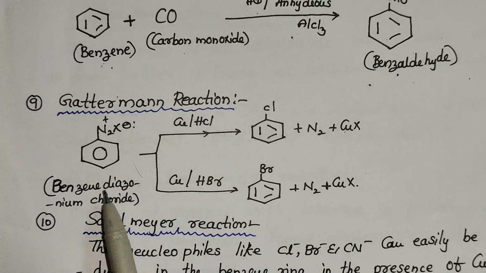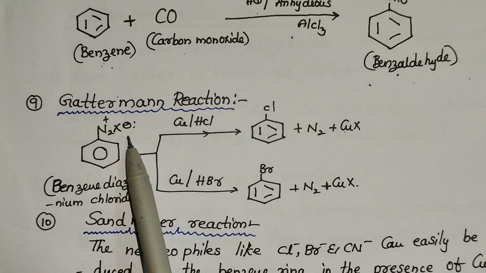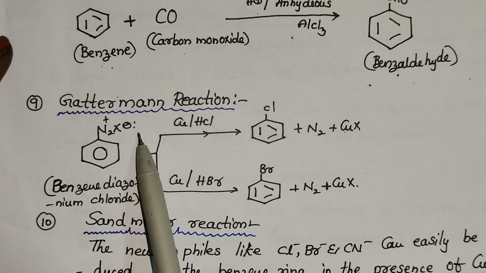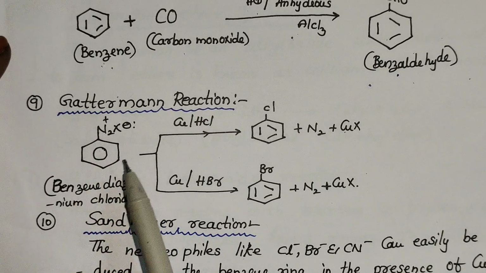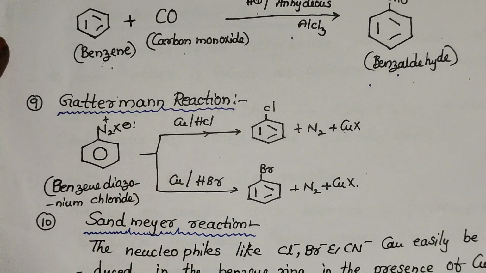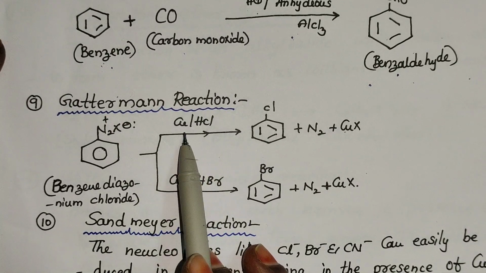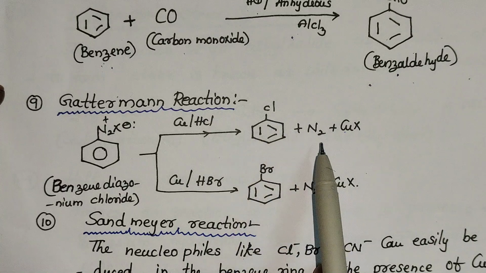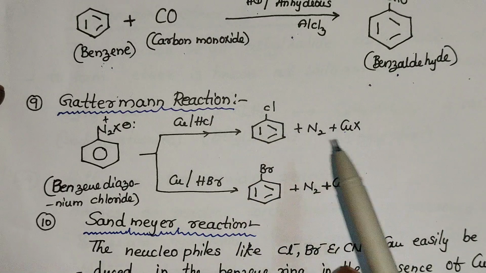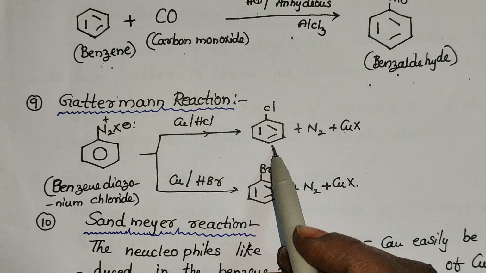In the Gatterman reaction, we use benzene diazonium chloride or benzene diazonium halide. X is nothing but a halogen, which may be chlorine or bromine. Here, benzene diazonium halide is treated with HCl in the presence of copper. The diazonium group is replaced with chlorine, nitrogen and copper halide are eliminated, and chlorobenzene is the main product. In the presence of HCl it gives chlorobenzene.